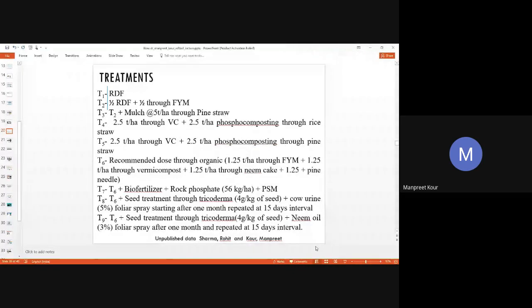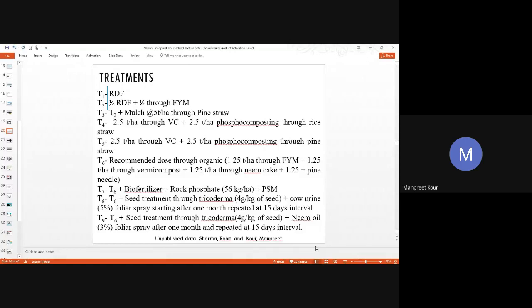And next we are using vermicompost and phosphocomposting through rice straw, and then again vermicompost and phosphocomposting through pine straw. Then in T6 we have made the recommended RDF by farmyard manure, vermicompost, neem cake, and pine needle. And in T7, along with T6, all the organic sources, farmyard manure, vermicompost, neem cake, and pine needles have been used along with biofertilizer, rock phosphate, and phosphorus soluble microorganisms. So this is the organic treatment.